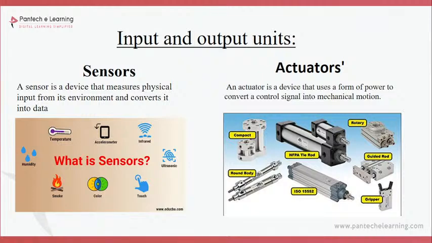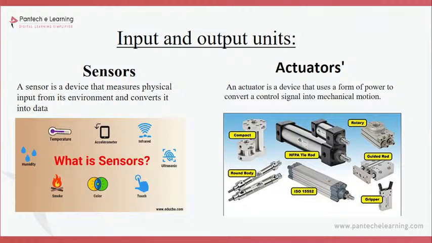They use this as a form of power to convert a controlling signal into a mechanical motion. So these are all examples. We are given rotary actuators, linear actuators, and circular actuators. Rotary actuators move in a circular motion. Some round body actuators. These are all the mechanical components.